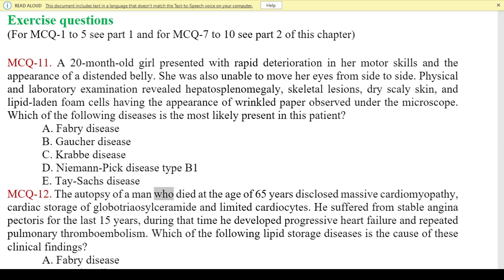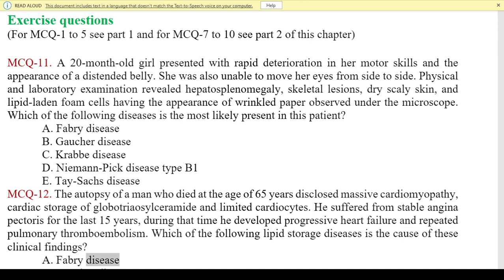The autopsy of a man who died at the age of 65 years disclosed massive cardiomyopathy, cardiac storage of globotriaosylceramide in the cardiocytes. He suffered from stable angina pectoris for the last 15 years. During that time he developed progressive heart failure and repeated pulmonary thromboembolism. Which of the following lipid storage diseases is the cause of these clinical findings?